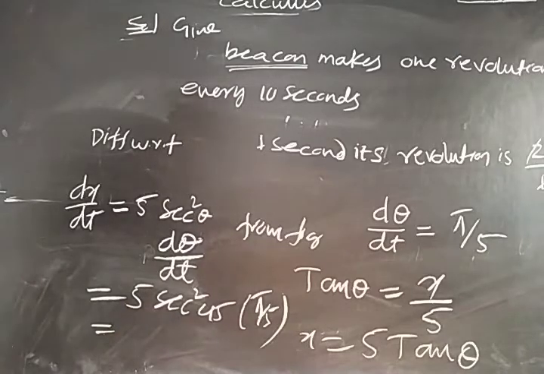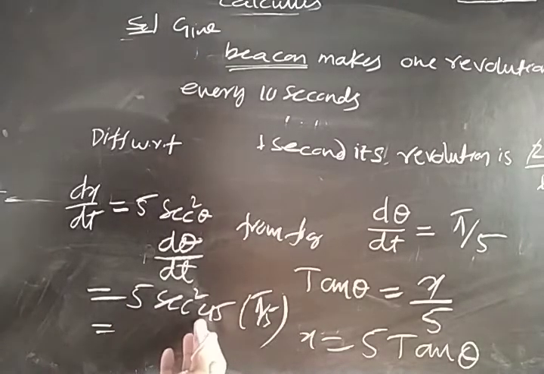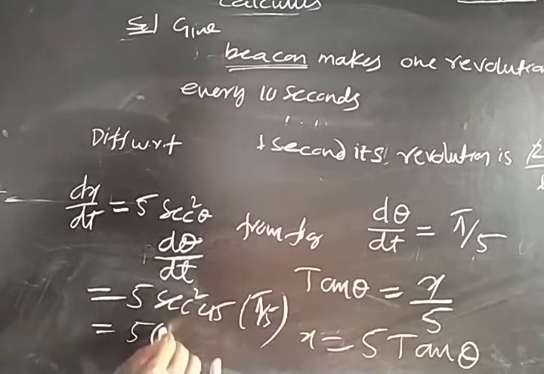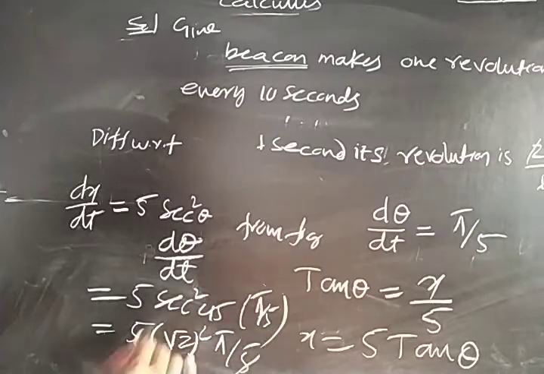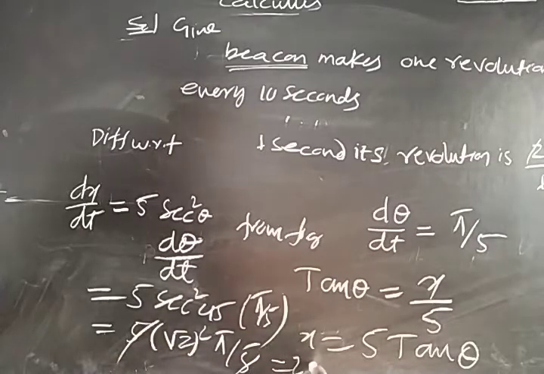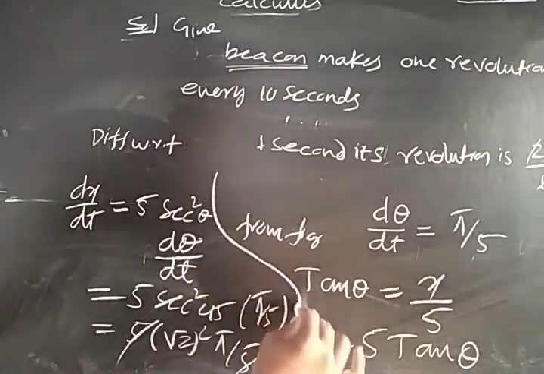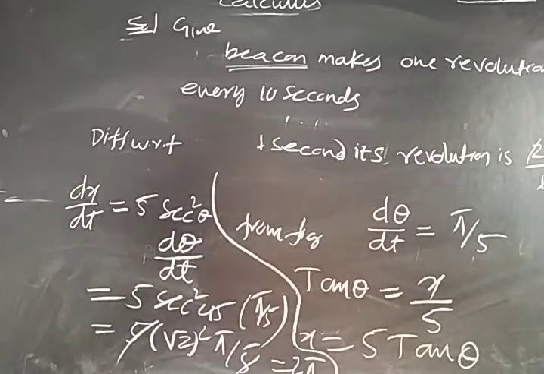So secant 45 whole square, cos 45 is 1 by root 2, so secant 45 is root 2, whole square, this root 2 whole square into 5 by 5 cancel, so it is 2 pi. 2 pi is the rate of change in x with respect to t. Okay.